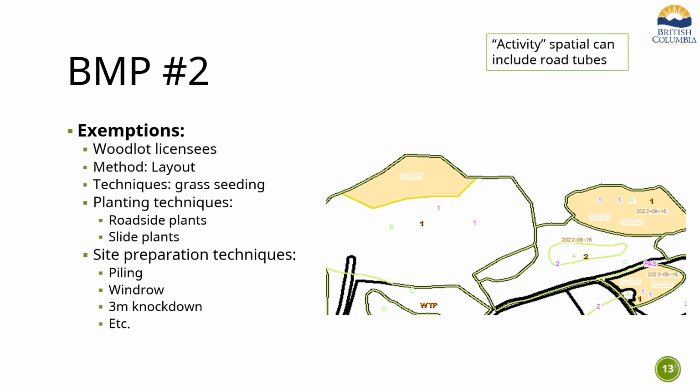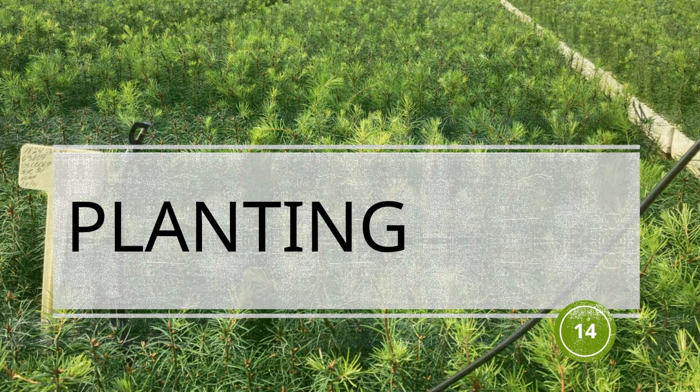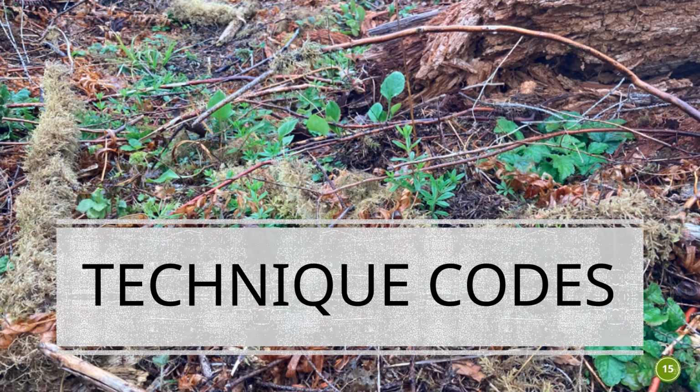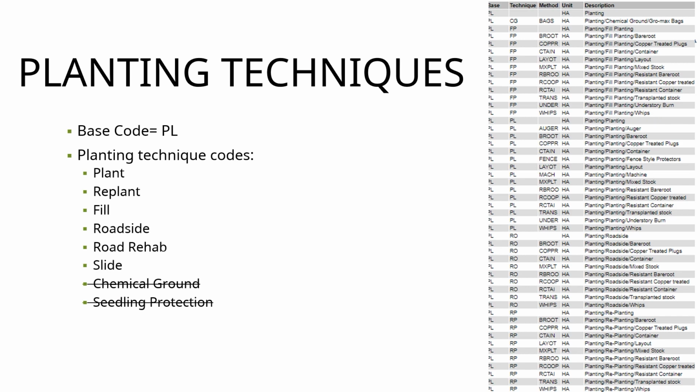All right, that wraps up changes to spatial reporting. We are now going to talk about tree planting, starting with technique codes. Okay, as a quick reminder, in RESULTS, your activities have a base code, a technique code, and a method code. I'm going to be focused on the technique codes associated with the base code of plant, PL. So I have these technique codes listed on the slide. There are 8 possible technique codes, but I'm only going to talk about 6 of them.